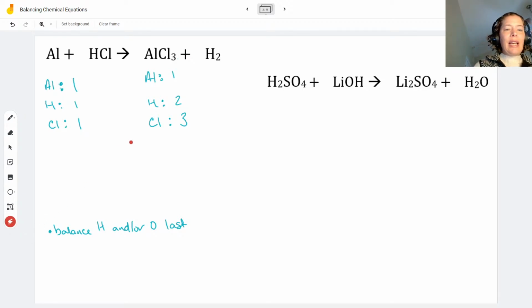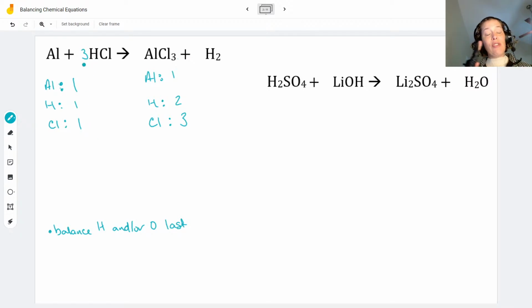So in this case, as I'm looking, I can see my aluminums are the same. Again, I'm going to hold off on my hydrogens. So let's balance my chlorines first. In order to make these numbers the same, again, I need to use a multiplier, so I'm not adding or subtracting. I am going to put a 3 in front of the hydrochloric acid.